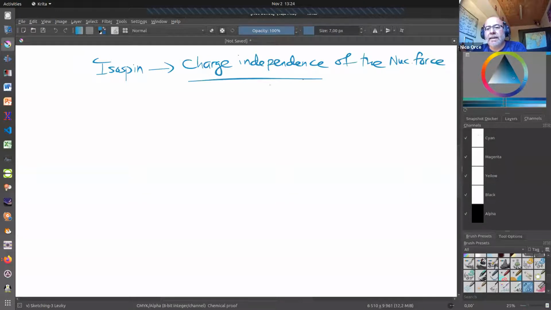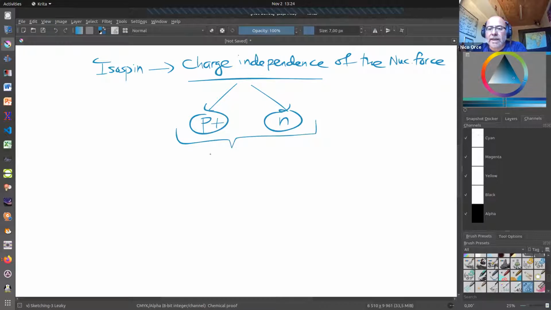So basically, this implies that we're going to be treating protons and neutrons as the same particle, independent of the charge that the proton has. And we're going to be calling these two guys nucleons. And this was an idea introduced in 1932 by Heisenberg, the guy of the uncertainty principle, right?